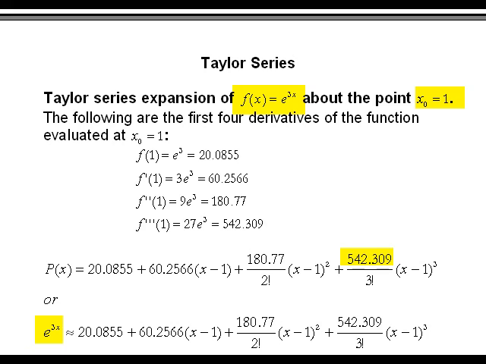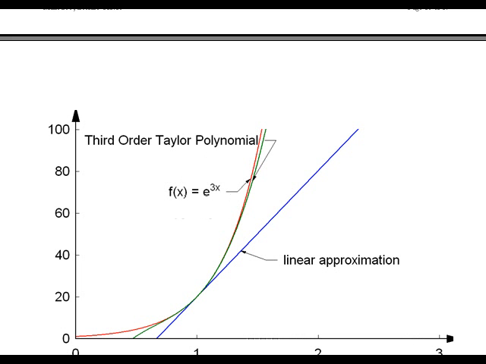So I can write e to the 3x is approximately, and then I'll write out this series. Okay, I've only used 3 derivatives, and you can see the result in a minute. Okay, so here's the result. In red is the function e to the 3x. The linear approximation uses only the function and the first derivative, the first 2 terms. Here's the linear approximation. You can see it works okay, very close to x equal 1, but as soon as you get too far away, not even up till 2, look at the error.